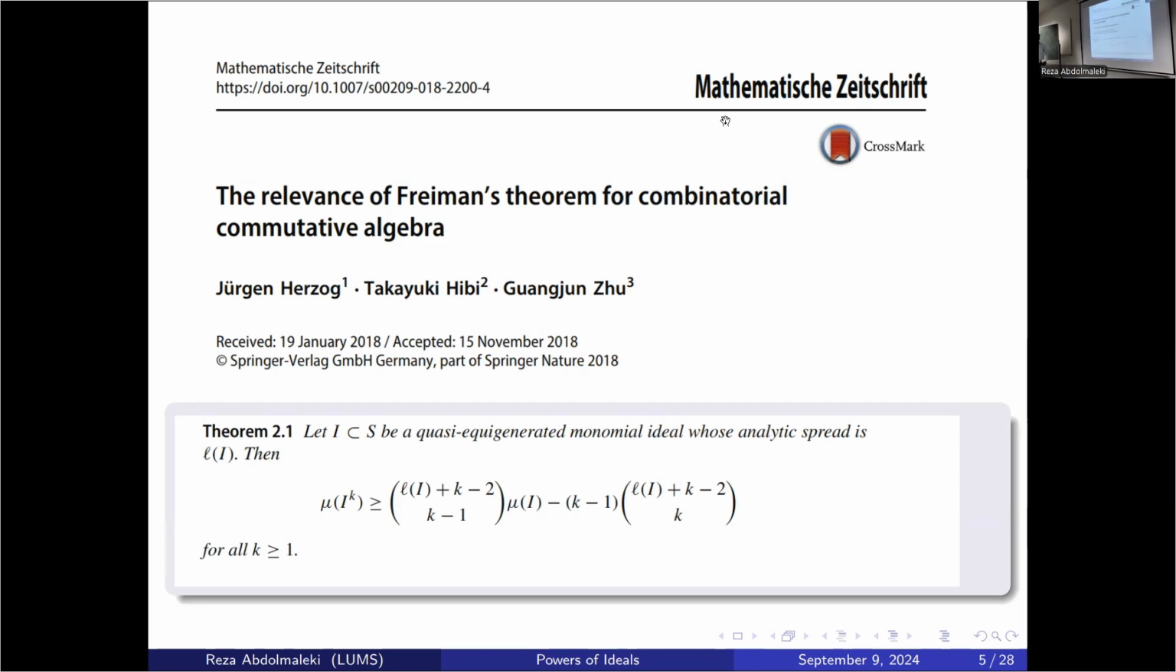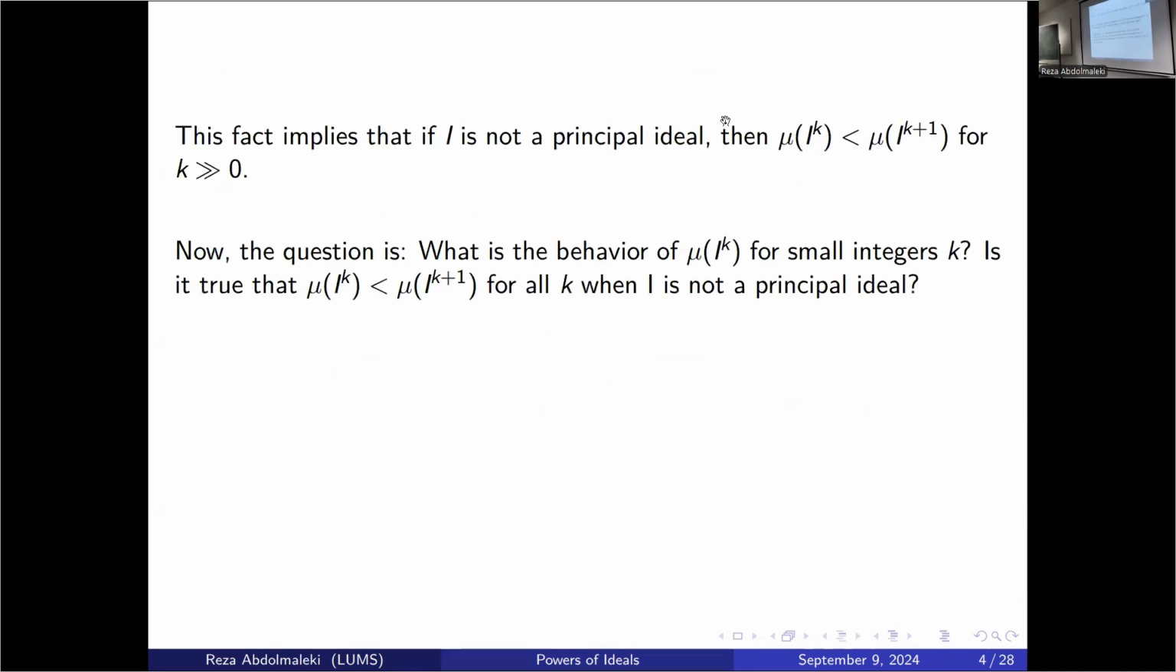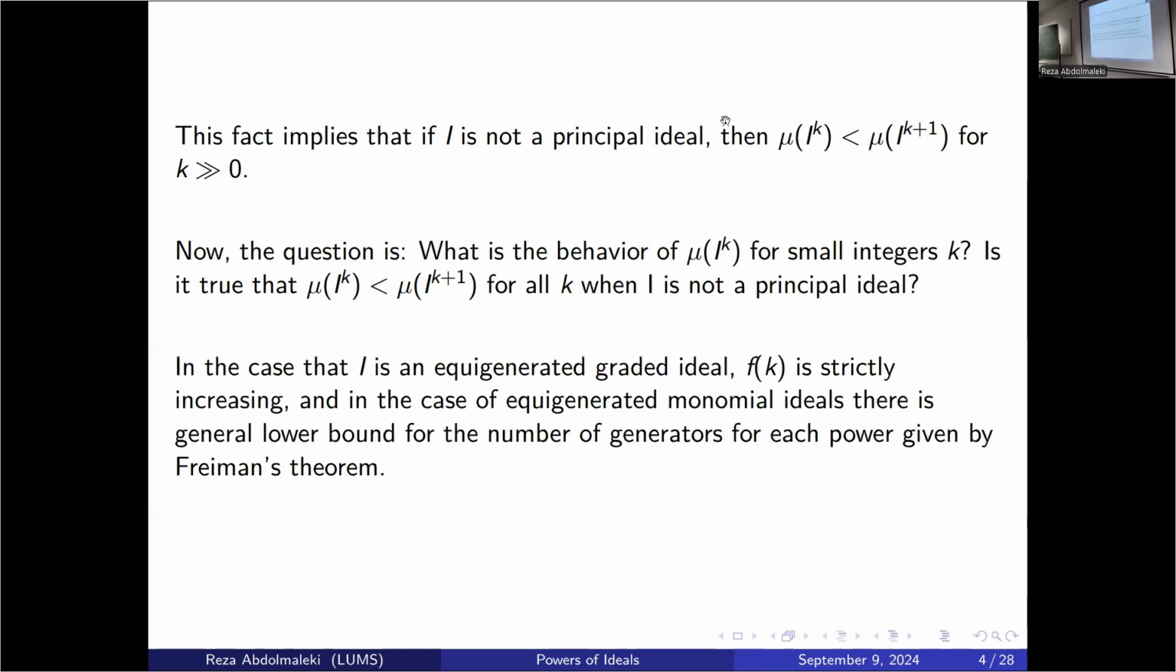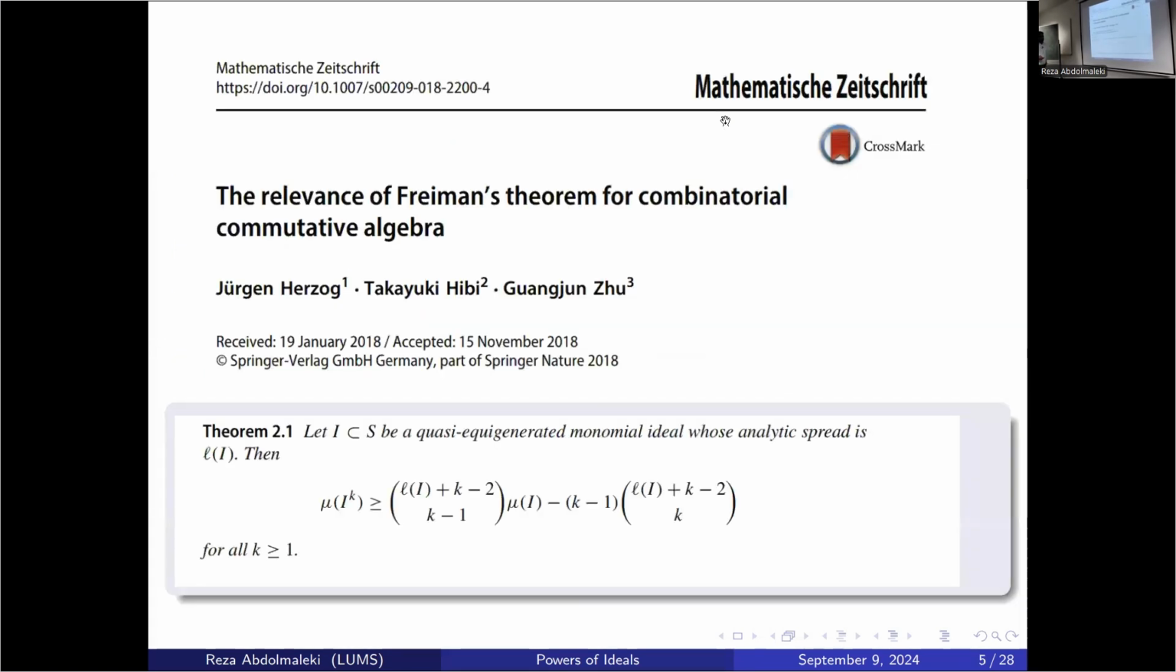So that means if you want to look for an ideal such that the function is not increasing before this large power k, we should look for an ideal. Analytic spread is just the Krull dimension of the fiber cone. But at this moment, we just care about the behavior. But this is an invariant, right?